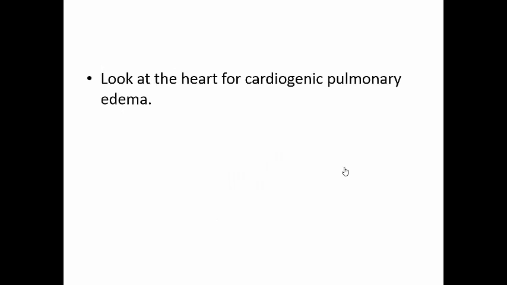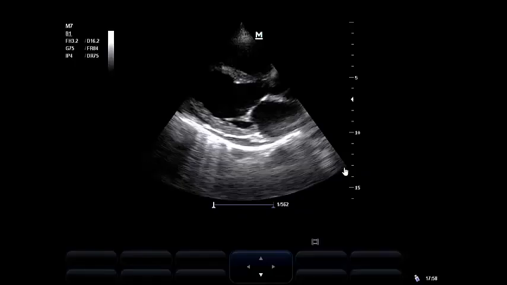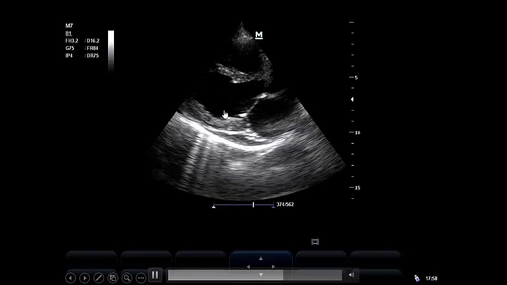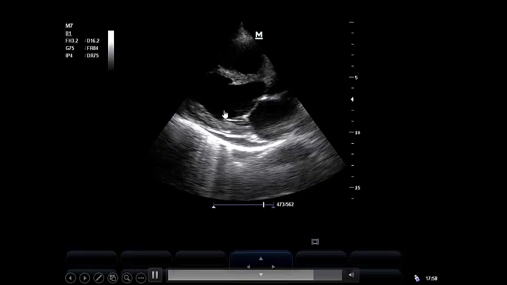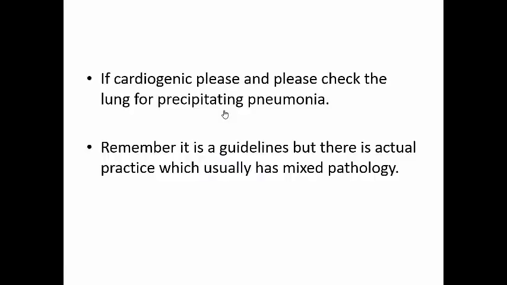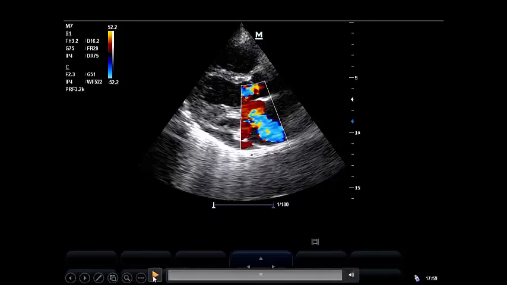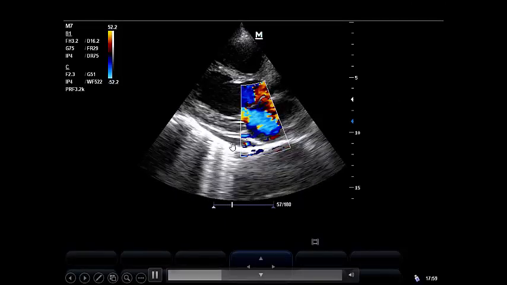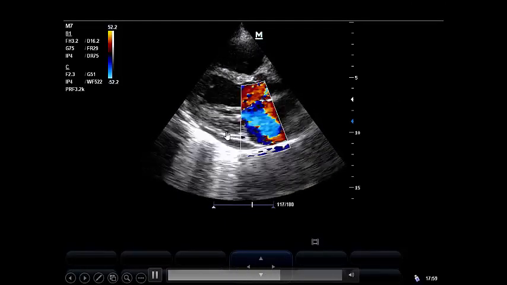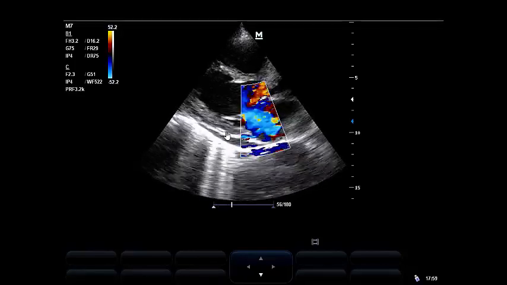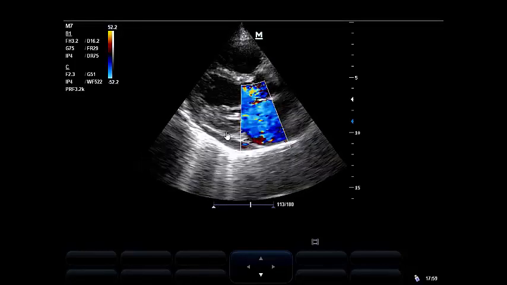Second step, look at the heart for cardiogenic pulmonary edema, and you need to exclude the heart here. All causes of the heart you need to search for: cardiomyopathy, or mitral regurg. So, if the inferior vena cava is dilated, non-collapsing, look at the lung.